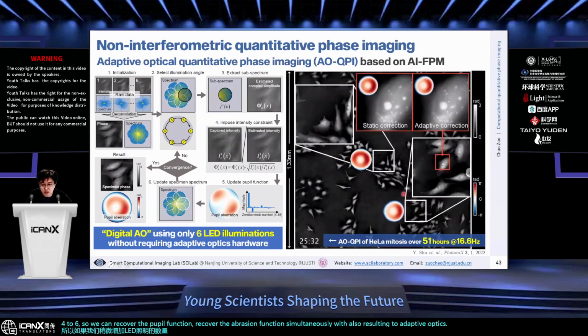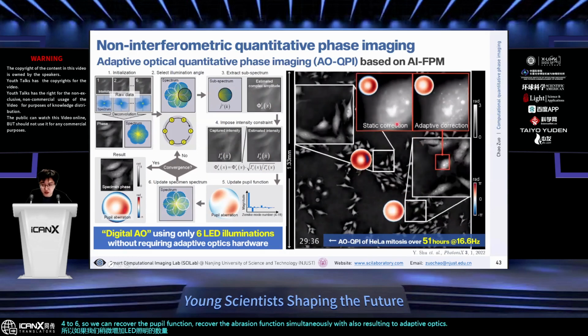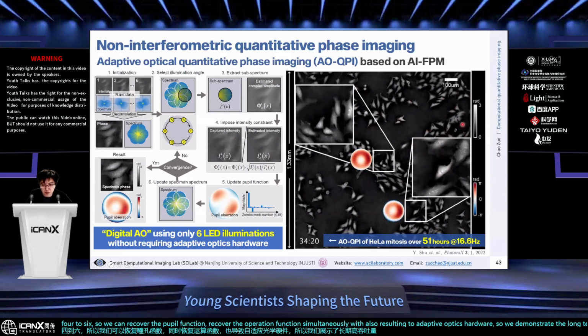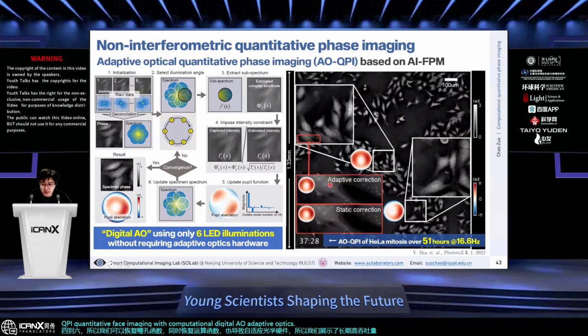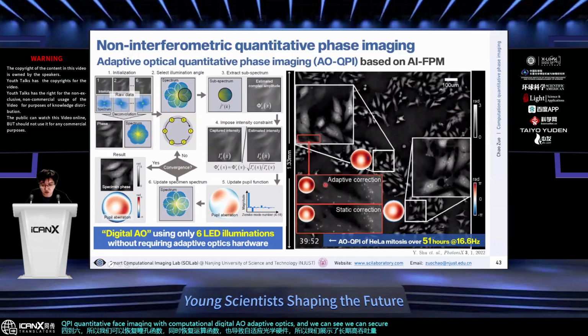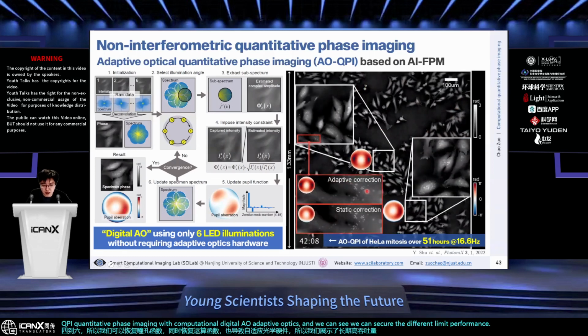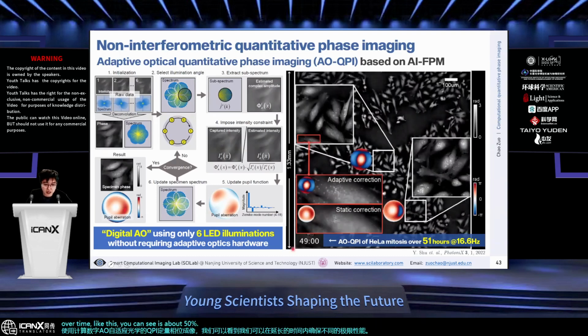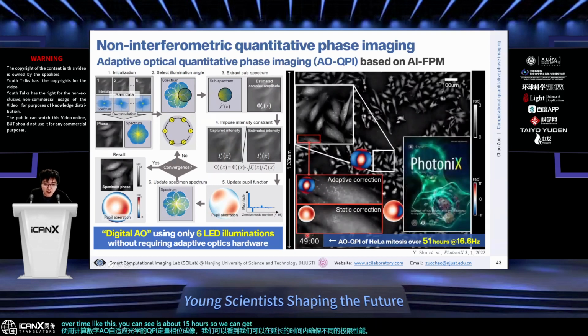So we demonstrate long-term high-throughput live cell QPI, quantitative phase imaging, with computational digital AO, adaptive optics, and we can secure diffraction-limit performance over an extended period of time like this. You can see it's about 15 hours. So we can get a sharp in-focus image during this long period.